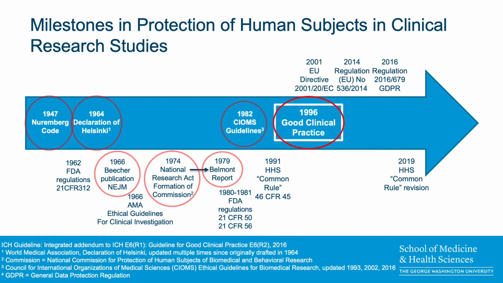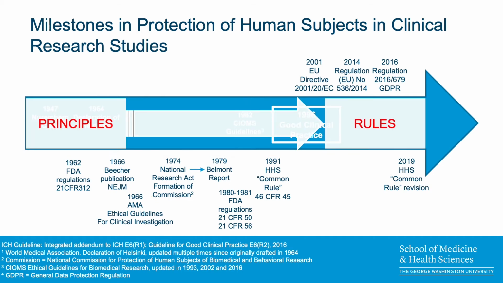The reason why I spent some time on this is that I think for all of us in clinical research, it's important to appreciate the history behind our current requirements, and it helps us understand the rationale for all of these requirements. So one way we can think of this evolution, as I mentioned earlier, is that we started with principles in these codes, and they've been rolled up into the rules that we follow today.